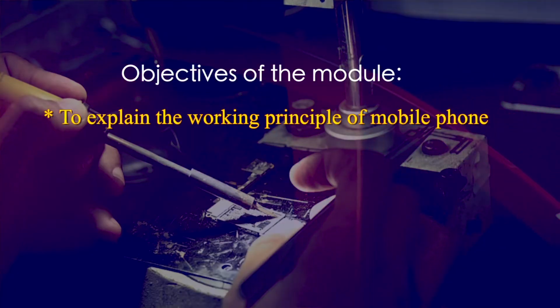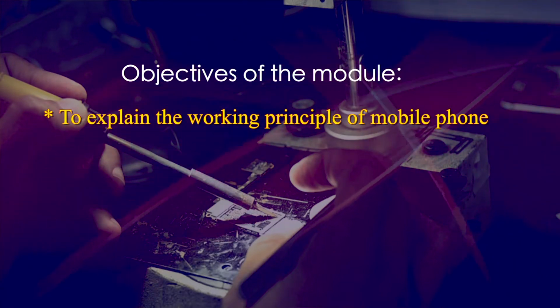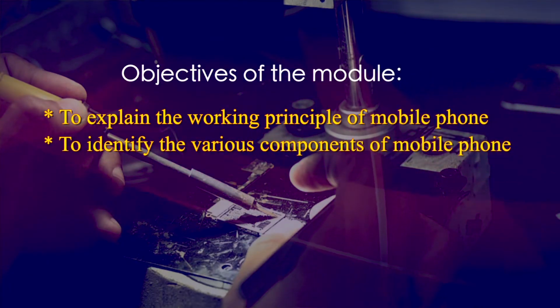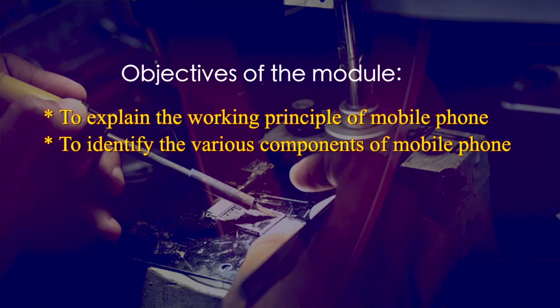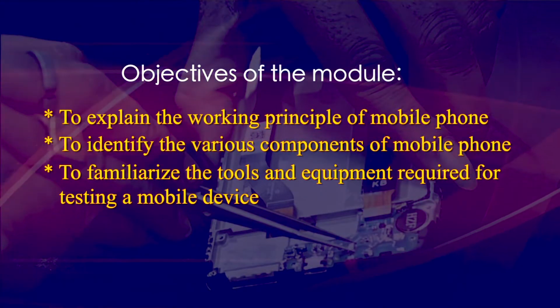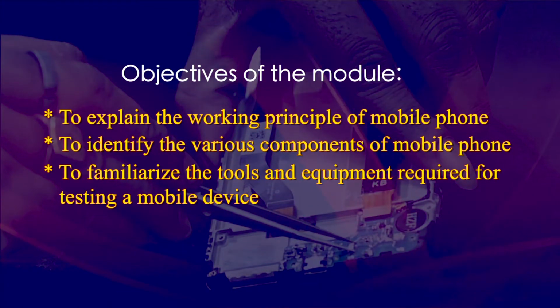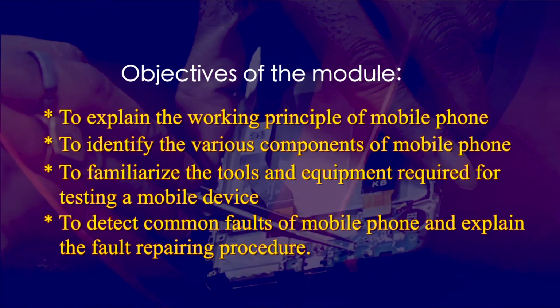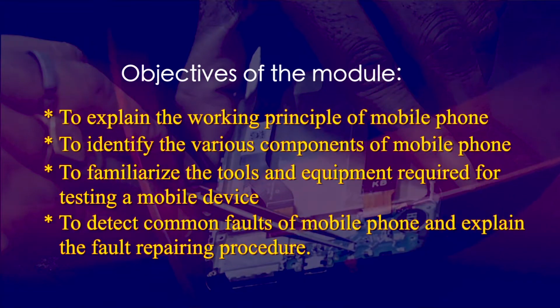This module has been divided into 3 sections, namely mobile phone basics, mobile phone hardware, software and troubleshooting. The main objectives of this module are to explain the working principle of mobile phone, to identify the various components of mobile phone, to familiarize the tools and equipments required for testing a mobile device, and to detect common faults of mobile phone and to explain the faults repairing procedure.